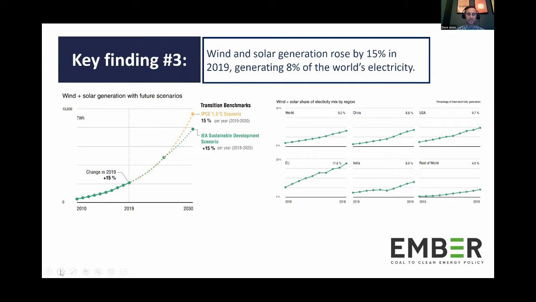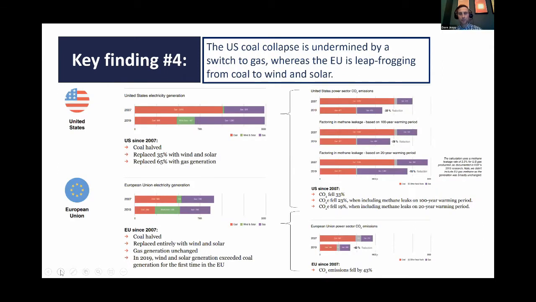So going on to the final key finding, I just want to talk about the coal collapse in the US and the EU, and I want to step back from the 2019 picture and look at the trends going on at the moment. You can see since 2007, coal generation has halved in both the EU and in the US. In the US, coal, the red bar on the left graph, has been replaced 35% with wind and solar, which is the green bar, and then 65% of the coal has been replaced with extra gas generation, which is the purple.